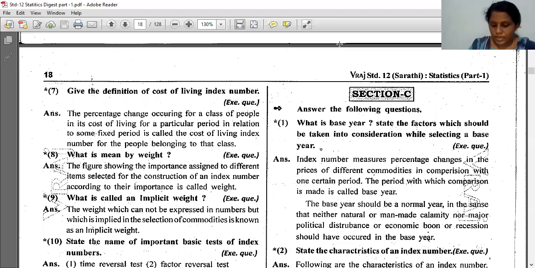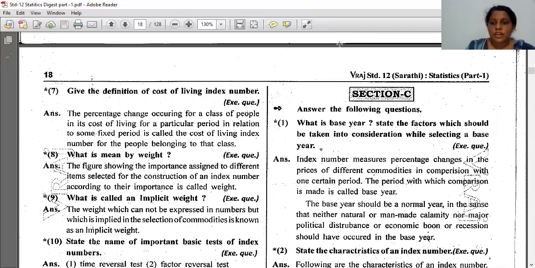Section C. First question. What is base year? State the factors which should be taken into consideration while selecting a base year. So, index number measures percentage change in the price of different commodities in comparison with one certain period. The period with which comparison is made is called a base year. Okay. So, what is a base year? Index number measures percentage change in the price of different commodities in comparison with one certain period. The period with which comparison is made is called a base year.